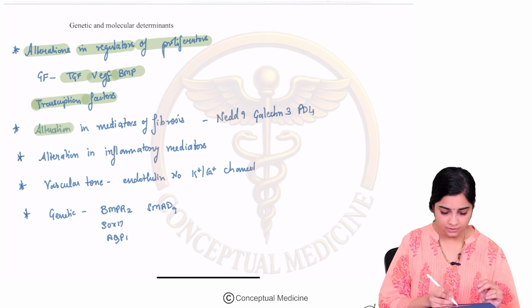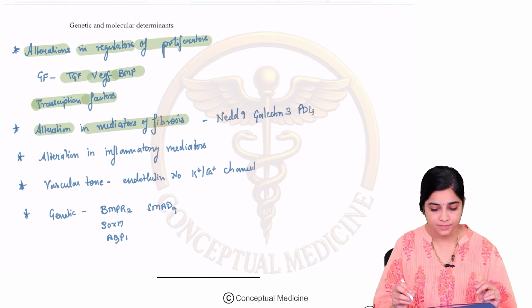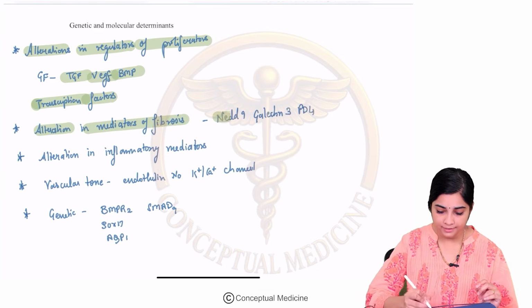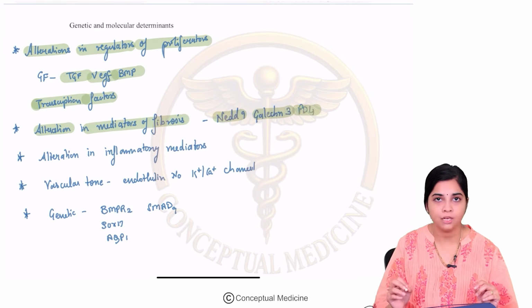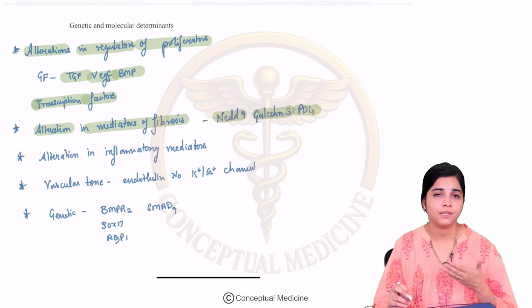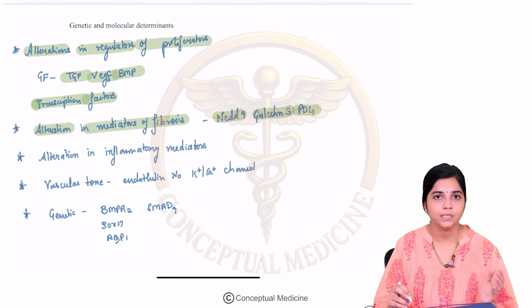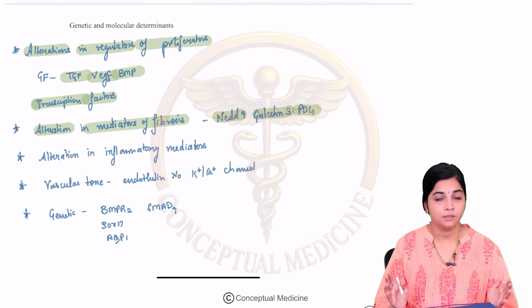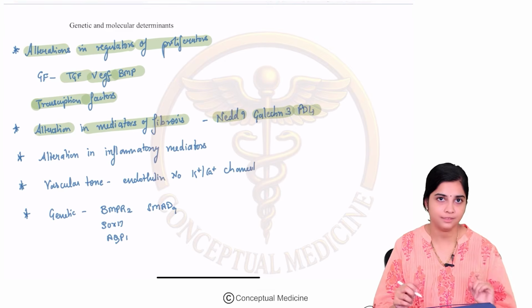Second, there can be alteration in the mediators of fibrosis. Okay, so what are those proteins that you should be knowing? They are NET9, galectin 3, PDL1. Now, why should we be aware of all these factors? The reason being, in the current era, we are finding molecules which can act on these molecules, right? So, we are finding inhibitors of these molecules, and hence the therapeutic treatment of pulmonary hypertension can change. That is the reason why we should know about the pathobiology to this depth.